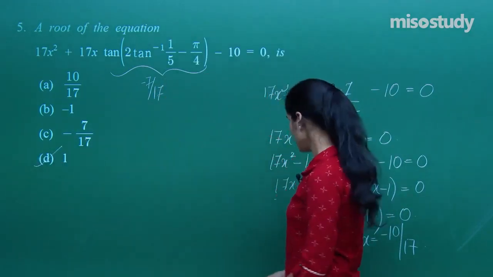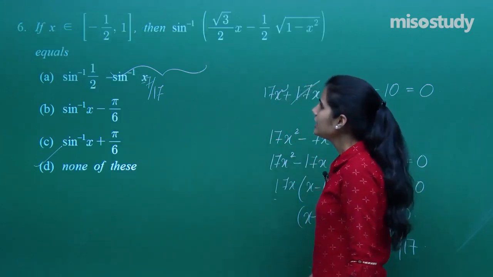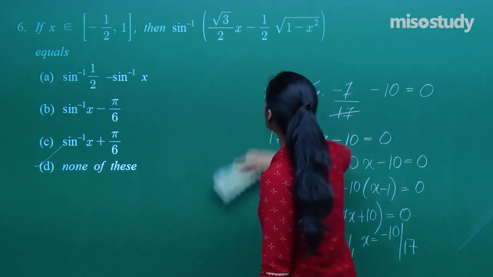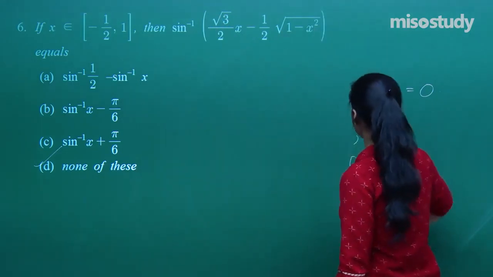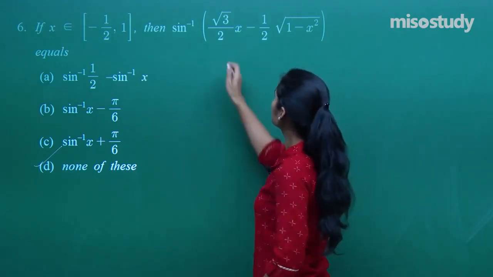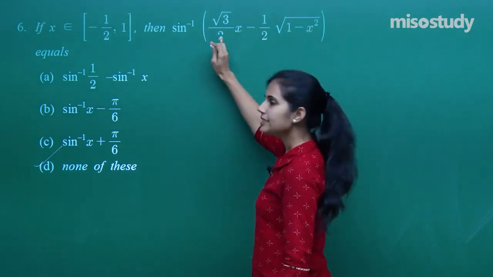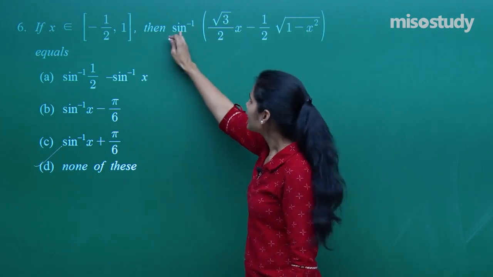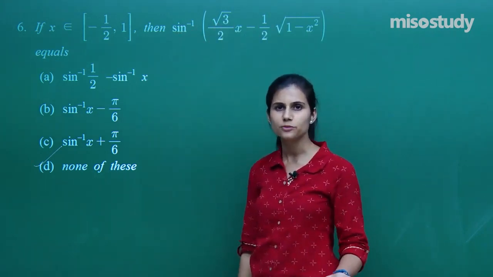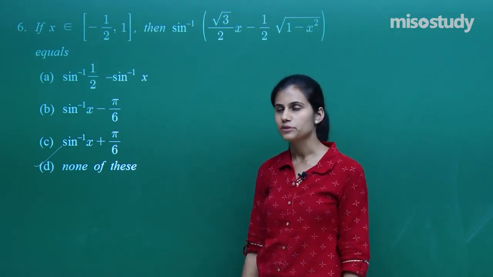Fine. Next question, let's see what it is. If x belongs to the closed interval minus 1 by 2 to 1, then sine inverse of this expression is what? So over here what we are going to do is manipulate this expression. I need somehow sine inside, so that sine inverse of sine of something can help me reduce this given expression to the algebraic form, and then we can very easily proceed with that.